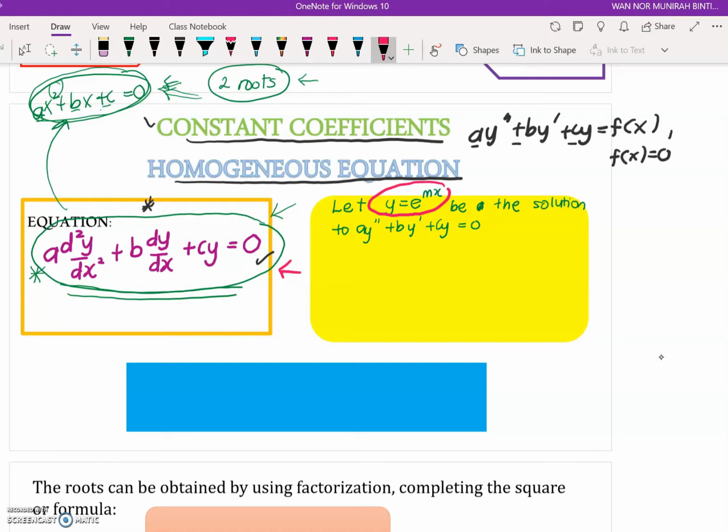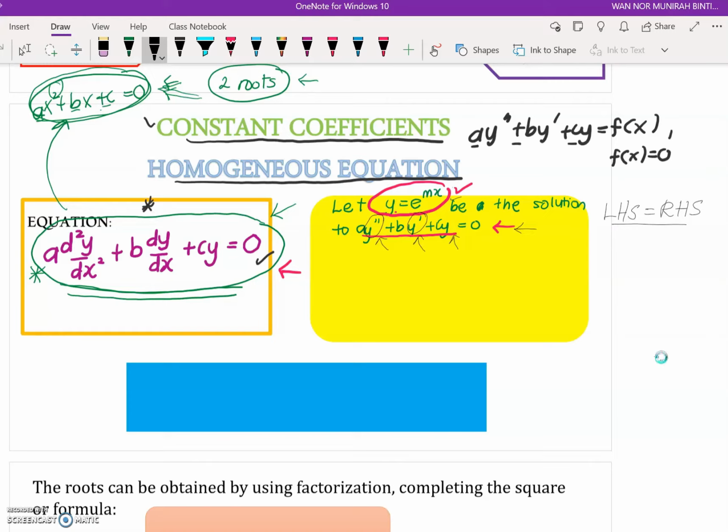In order to say that y = e^(mx) is the solution, we need to prove it. So how do we do that? We need to substitute y into this equation, find y', then find y'' and substitute them here, and show that the left hand side equals the right hand side. If it is satisfied, it means that y = e^(mx) is the solution to this differential equation. Otherwise, we cannot say that y = e^(mx) is the solution.